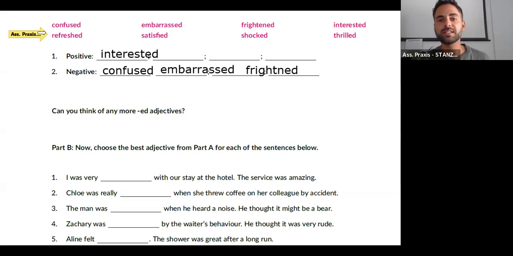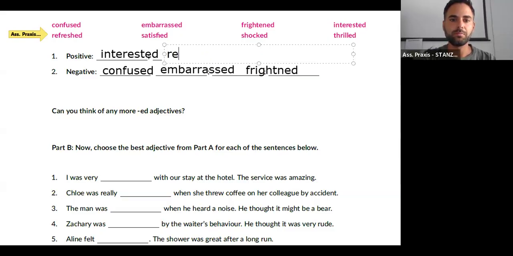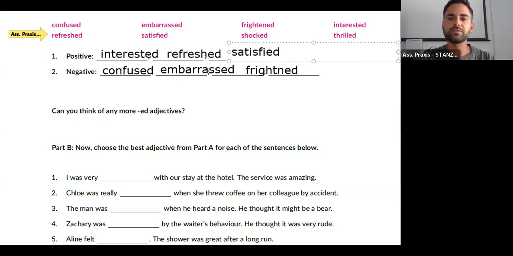So refreshed, what do you think? Is it positive or negative? Well, it's a positive adjective there. And then we have satisfied, soddisfatto, satisfied, also positive. And then shocked and thrilled. Shocked, scioccato, usually negative. I'm going to put it here. And thrilled, excited. We're going to put it here together with the positive adjectives.